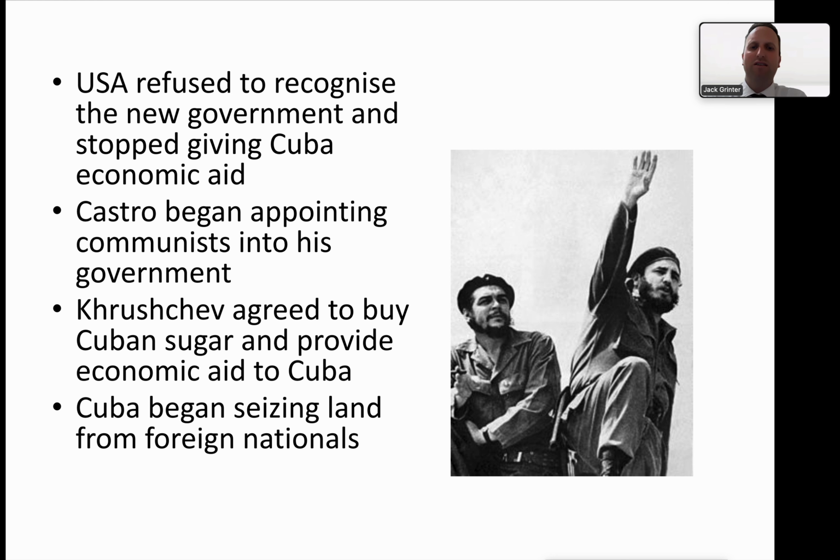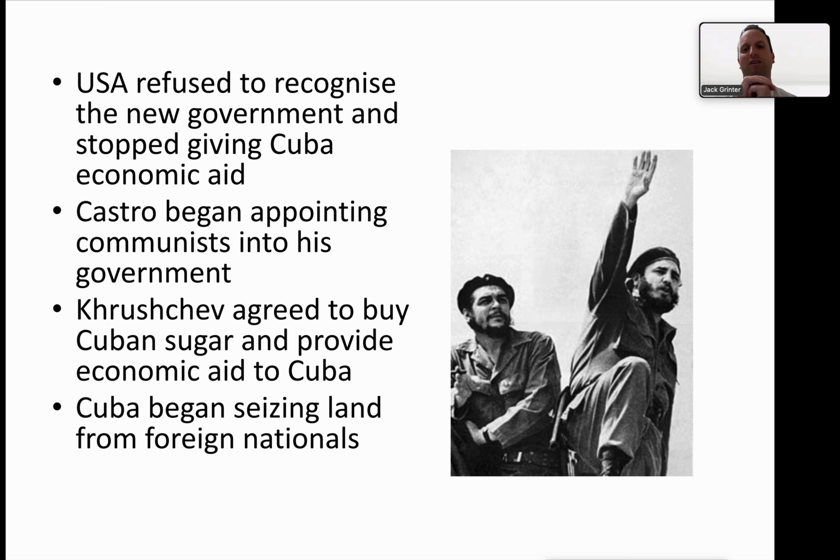Okay, so when the revolution happened, the USA refused to actually recognise the new government. They stopped giving Cuba economic aid, and Castro actually started appointing communists into his government. And what was happening was, as the USA and Cuba were drifting further away from each other, Cuba and the Soviet Union were becoming closer together.